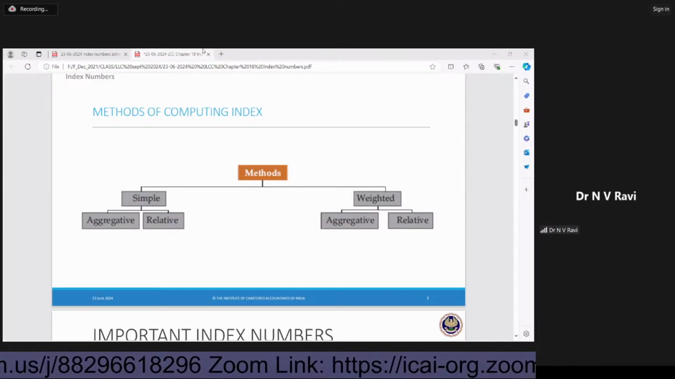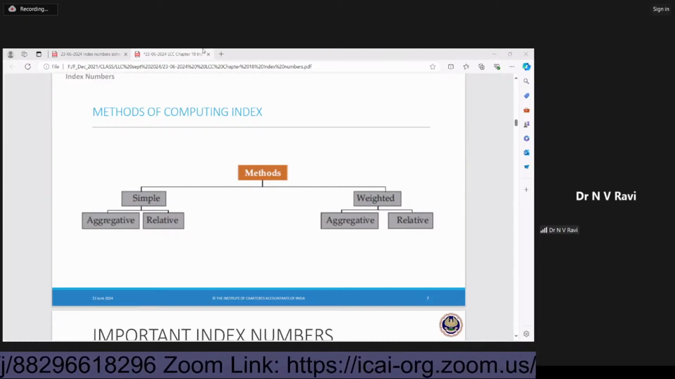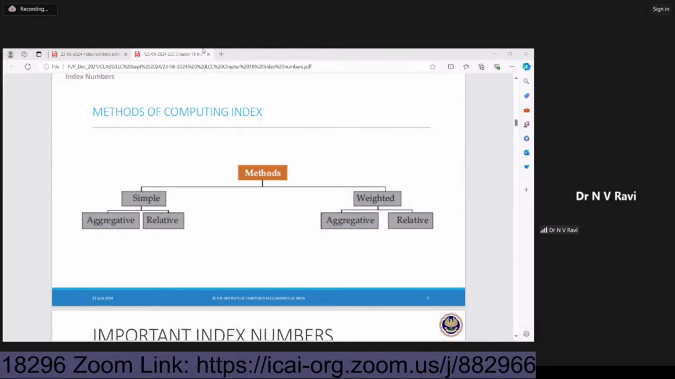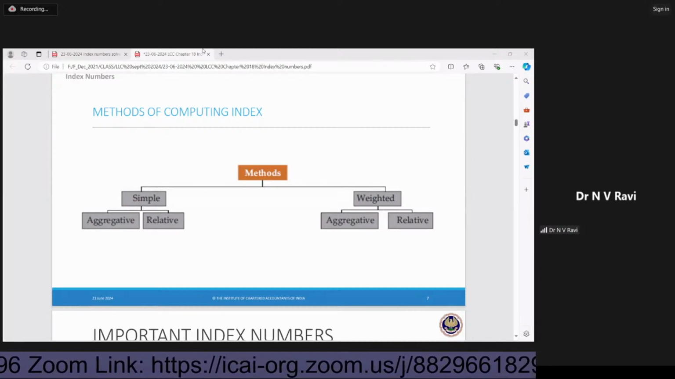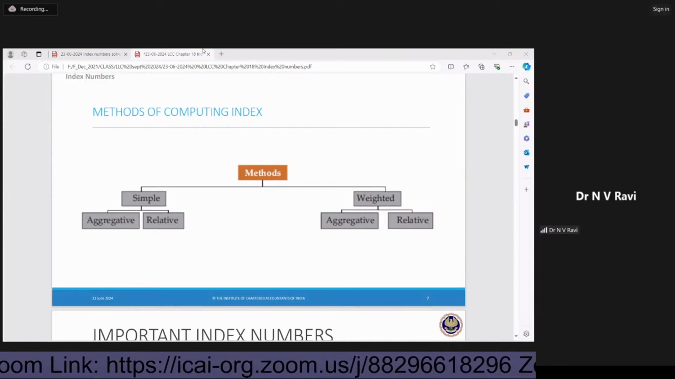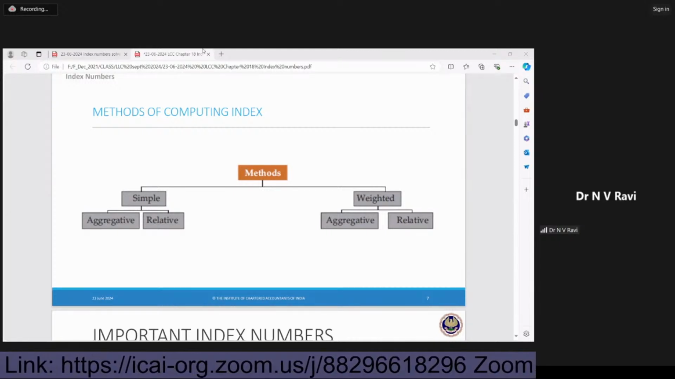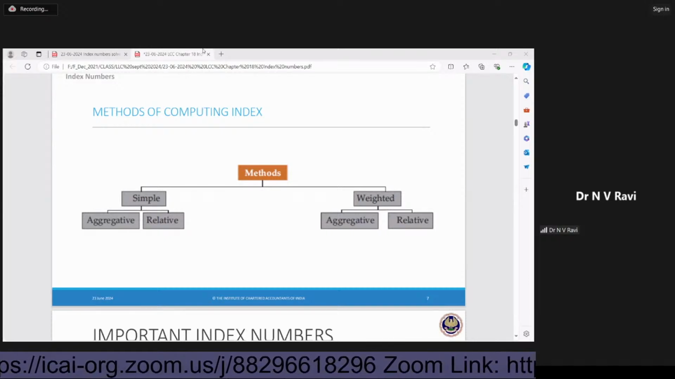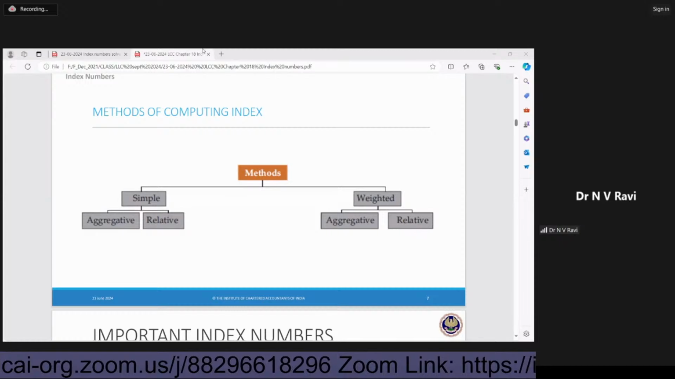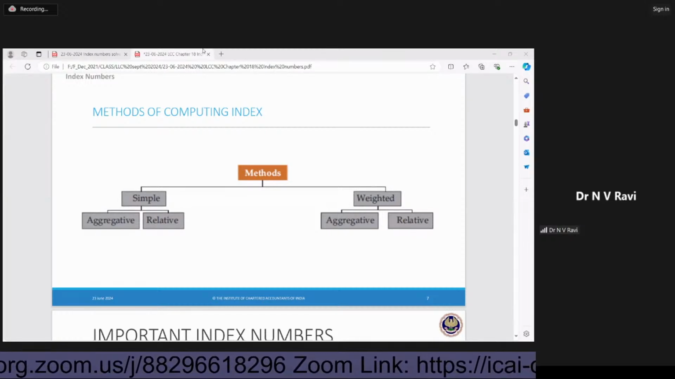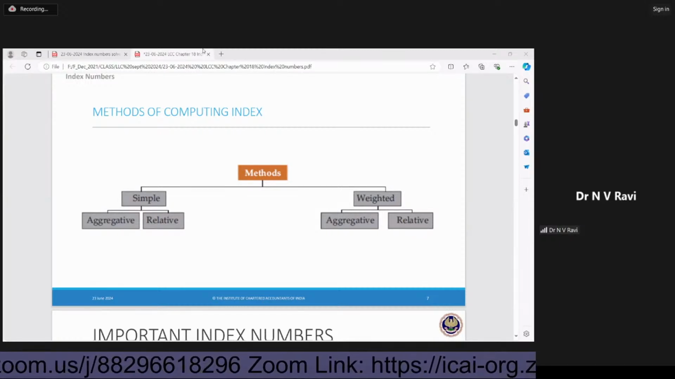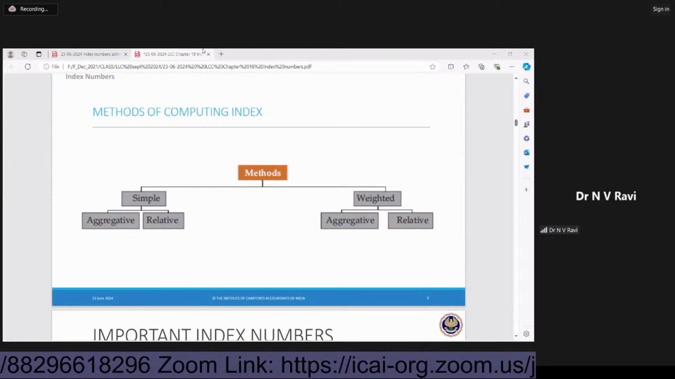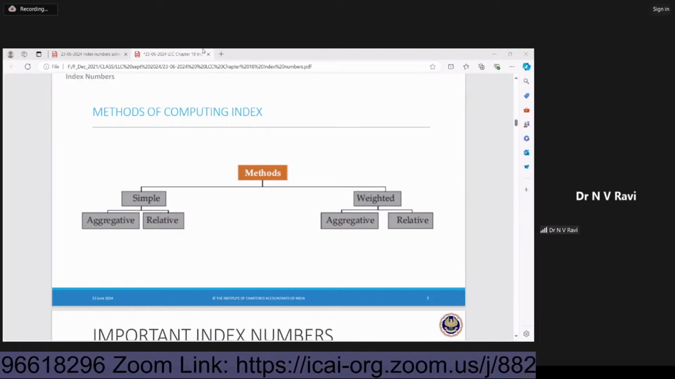Next, weighted average of relatives methods. These are the important methods when we consider weights also, prices as well as quantity as weights. This is a very important one. The simple average methods are when we take prices only, that is simple aggregative methods or simple methods, and the price relative method, that is Pn by P0 into 100. And when we take quantities instead of prices, those are quantity index numbers.